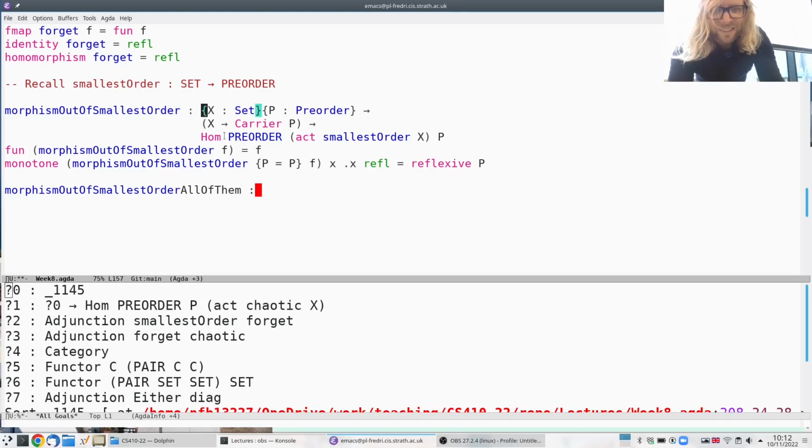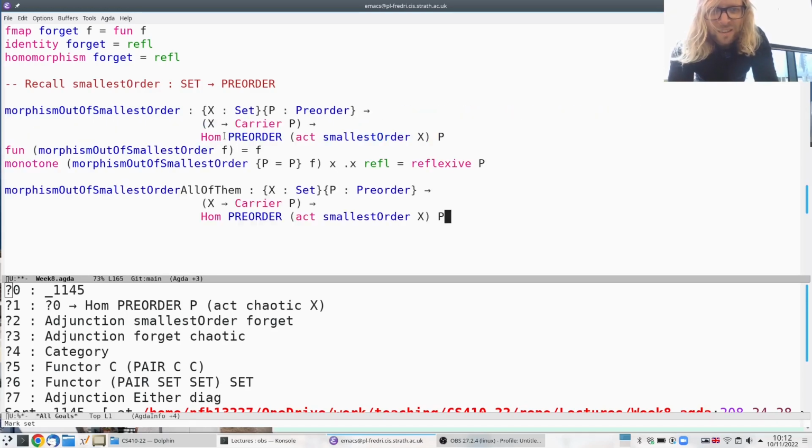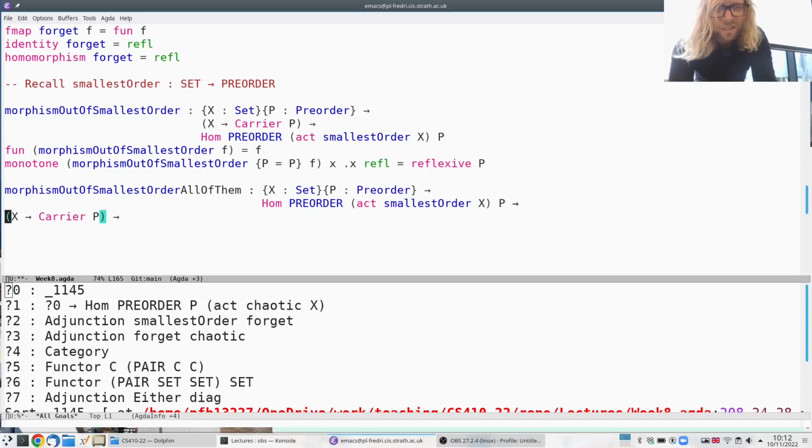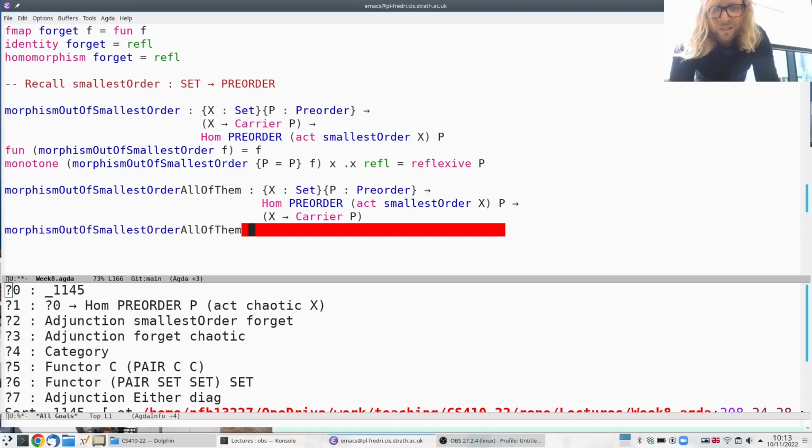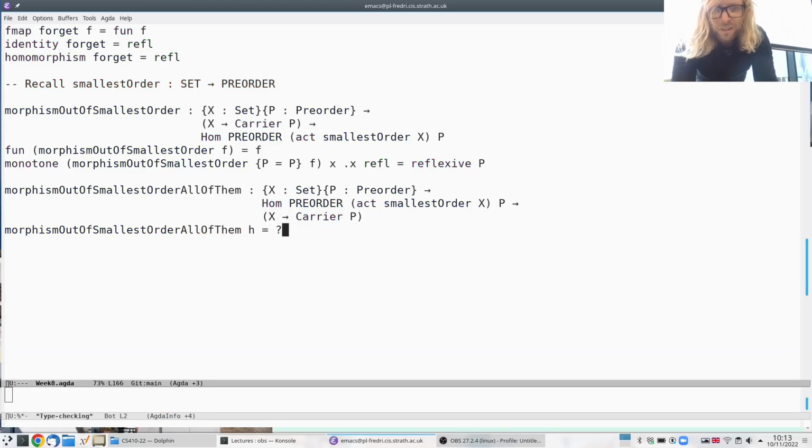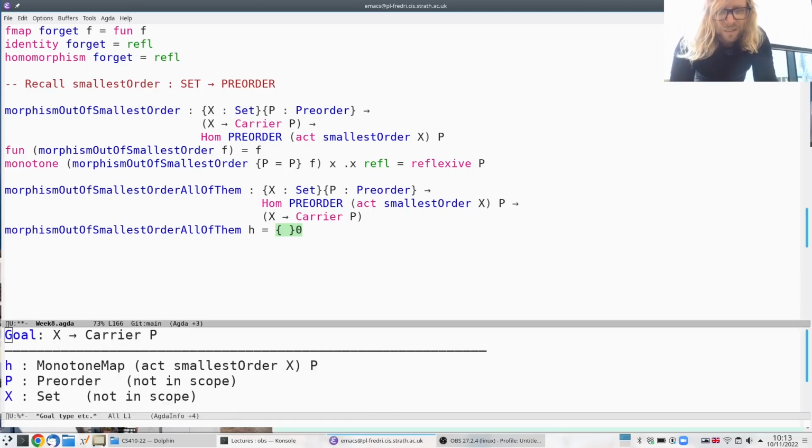So I'm going to say that if I have all of this data, I'm now going to swap the order of these two. So if I instead start with such a thing, then I'm going to get such a thing. Okay, so I have my monotone map, and I need to make a function. But let's look at the underlying function of h.